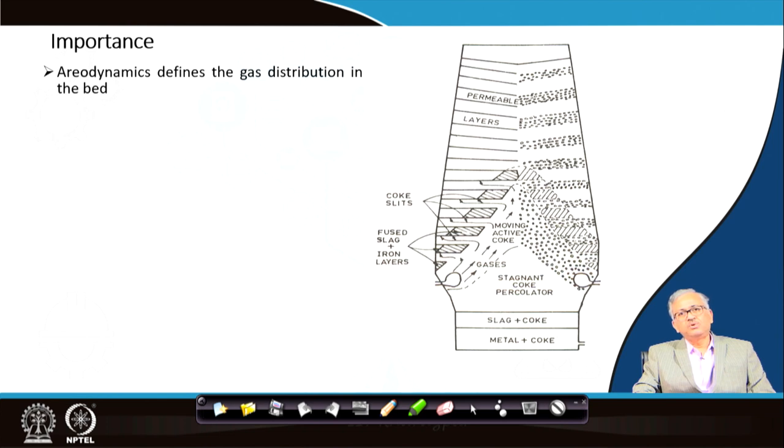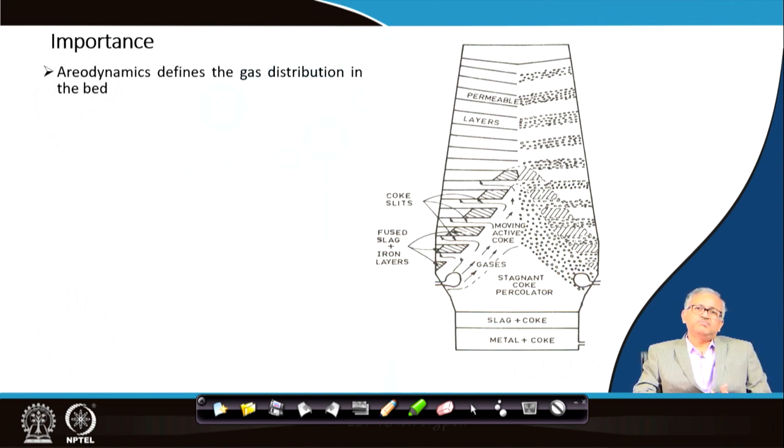It can be ensured if we have a very uniform bed permeability across the cross section of the bed. That means if the gas can pass uniformly across the cross section, then it will be able to interact with most of the solid. Rather, if the gas passes through some channels of least resistance, then the particles in the region where the gas cannot penetrate will not participate in the gas solid exchange, both the heat and the mass exchange. As a result, we cannot extract the chemical and thermal potential of the gas.